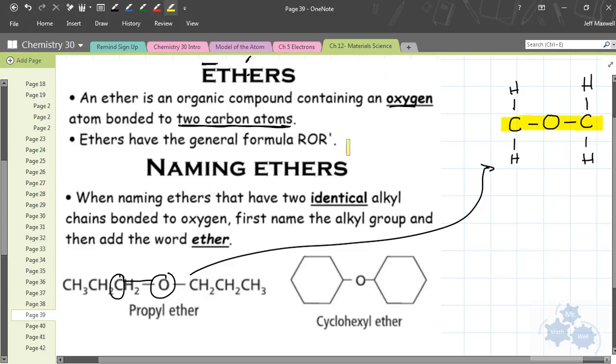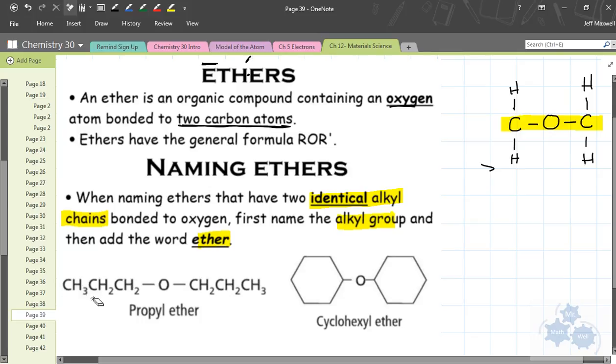When naming ethers that have two identical alkyl chains, you remember what alkyl means, it means the carbon chains, right? There's the alkyl and there's the aryl that we talked about earlier. When we have two identical chains, you first name the alkyl group and then add the word ether. So it's just the group plus ether. In this example, 3 carbons is propane, so the alkyl group is propyl. This is 1, 2, 3. This is also propyl. So when we have two identical alkyl chains, we just say propyl ether.